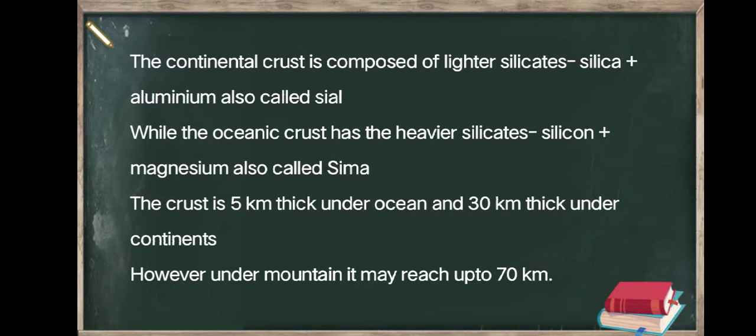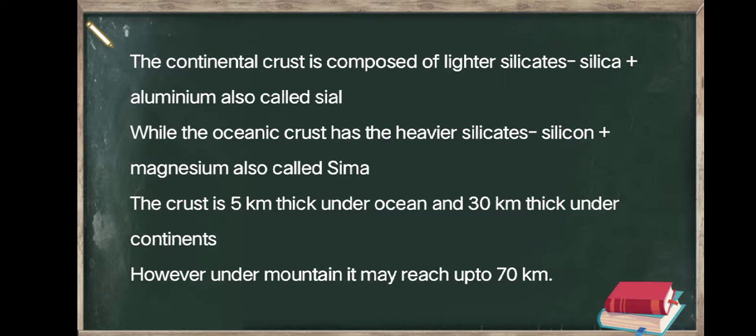The upper layer of the crust is known as continental crust. It is composed of silica and aluminium. That is why it is also known as Sial. While the oceanic crust below the continental crust has heavier silicates and also magnesium. That is why it is known as Sima.